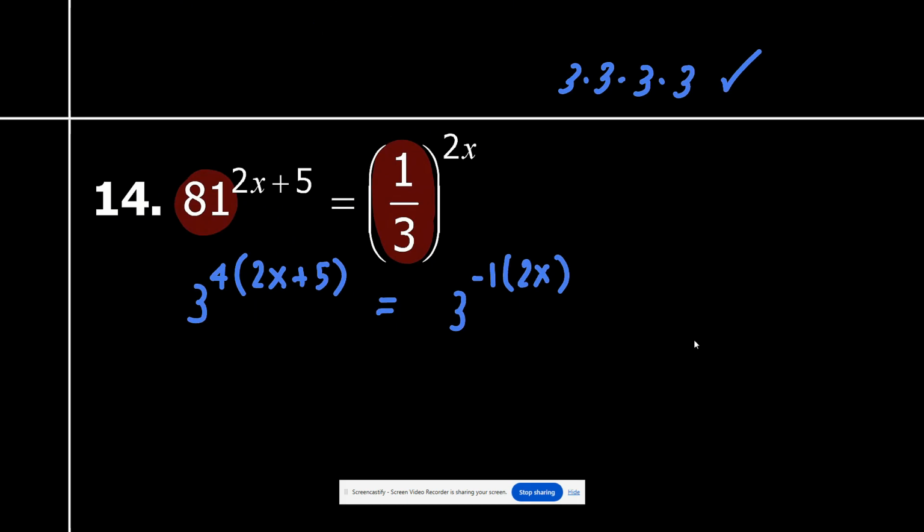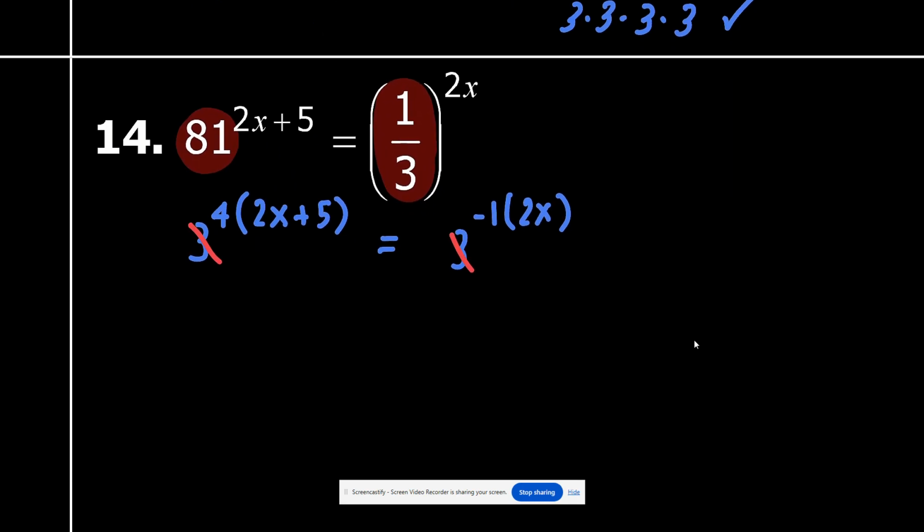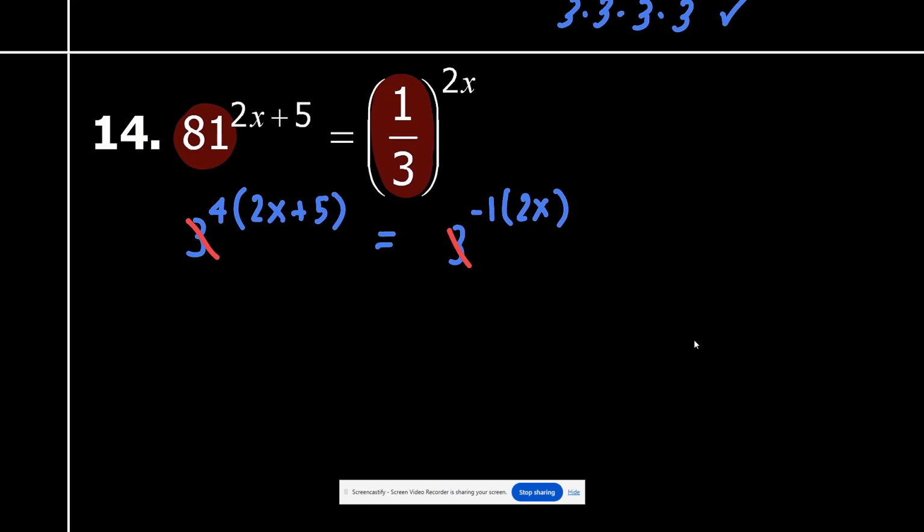So we get to drop our bases and then solve. Well, how do I do that? 4 times 2x is 8x. 4 times 5 is 20. Over here on the right side, -1 times 2x is -2x.